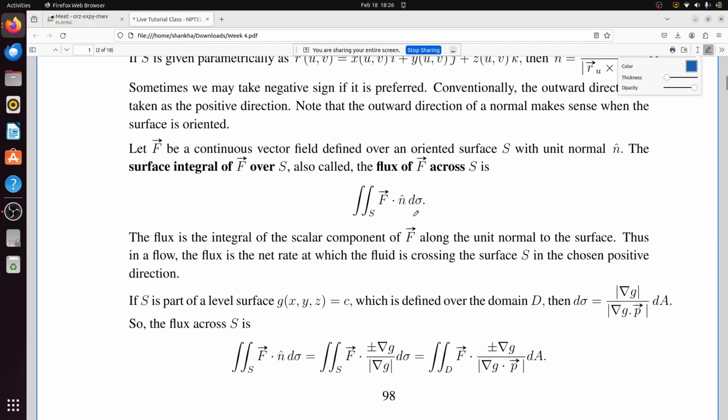Now I think Professor Kumar has also discussed this: let F be a continuous vector field defined over an oriented surface S with unit normal n cap. Then the surface integral of F over S, also called the flux of F across S, is defined this way. So this is actually the surface integration formula.